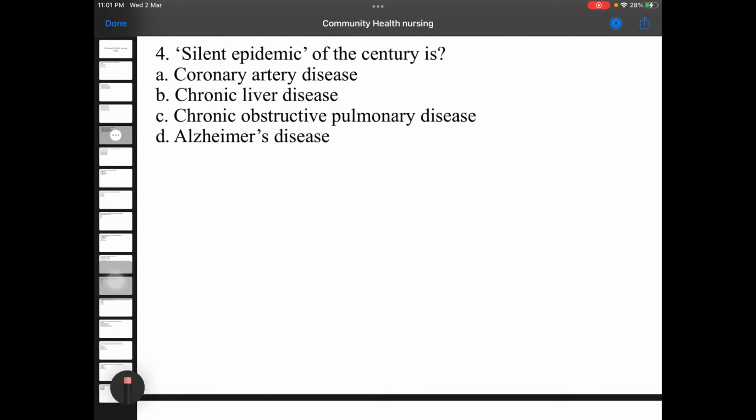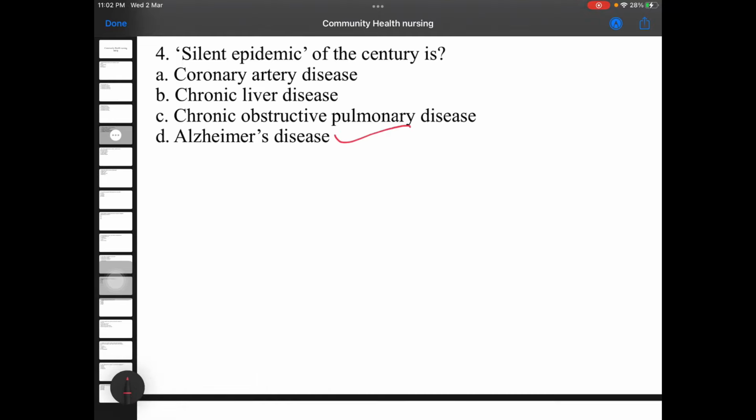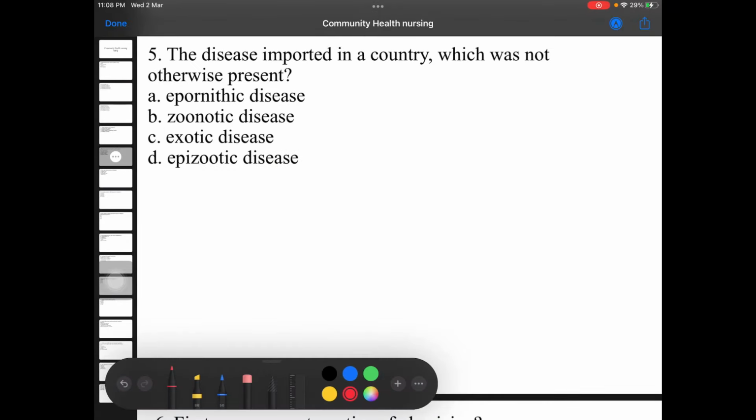Question number 4. Silent epidemic of the century is: option A, coronary artery disease; option B, chronic liver disease; option C, chronic obstructive pulmonary disease; or option D, Alzheimer's disease. So the correct answer here is option D, which is Alzheimer's disease. It is known as the silent epidemic of the century.